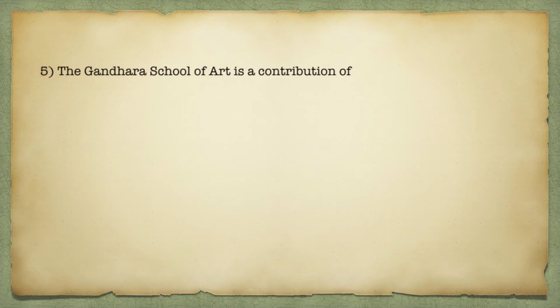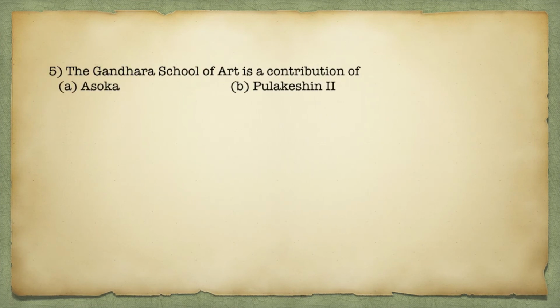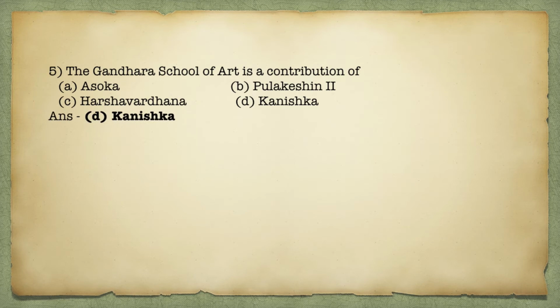So moving to the next question we have the Gandhara School of Art is a contribution of Ashoka, Pulaksen to Harshavardhana or Kanishka. So the correct option will be D, Kanishka. So Gandhara School of Art is the contribution of Kanishka, the famous Kushana king.